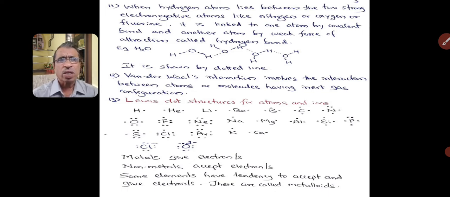Suppose they ask to write the dot structure for chloride ion and oxide ion. The chloride ion takes one electron and attains the octet structure. Similarly, oxygen takes two electrons and attains the octet structure. And we know metals give electrons and non-metals accept electrons. Some elements have a tendency to both accept and give electrons, and these are called metalloids.